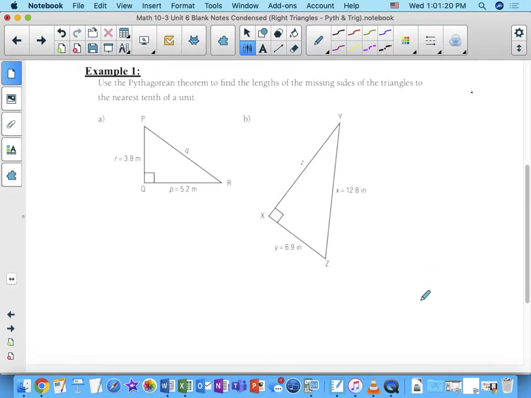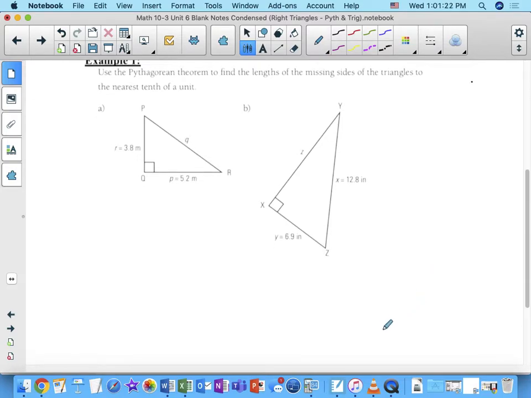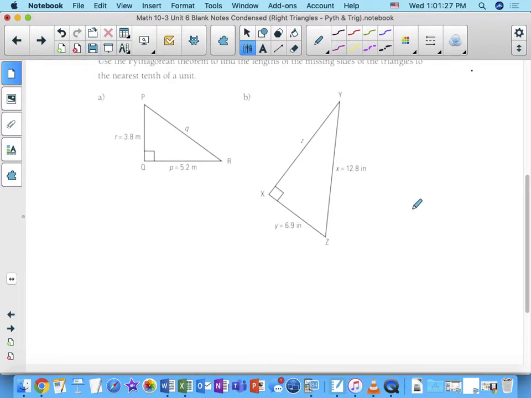Use the Pythagorean theorem to find the lengths of the missing sides of the triangles to the nearest tenth of a unit. Okay, so we're going to start with A. And when we are doing these problems, I want you to start by labeling your triangle with A, B, and H. And at the very least, label the hypotenuse.